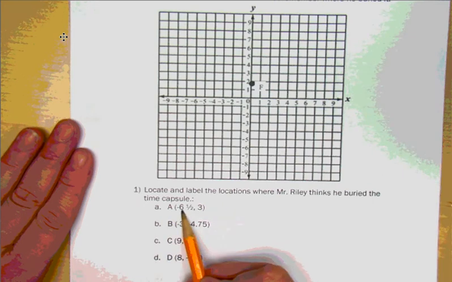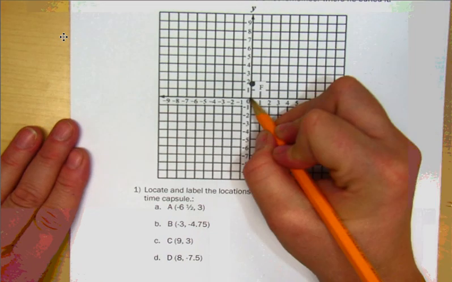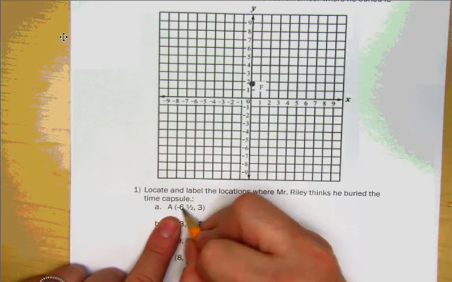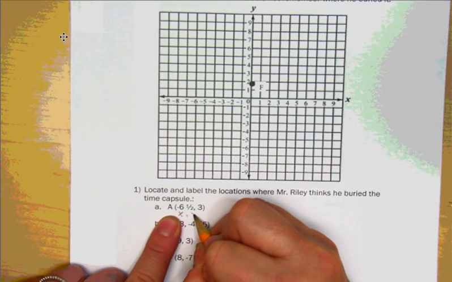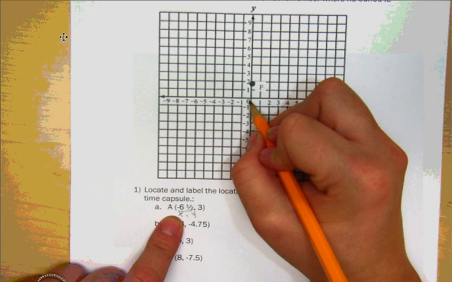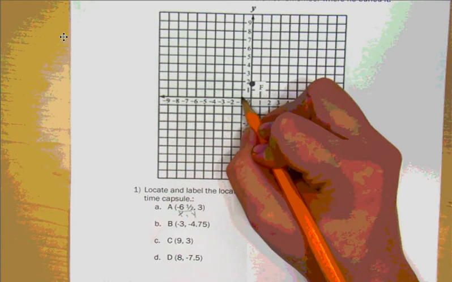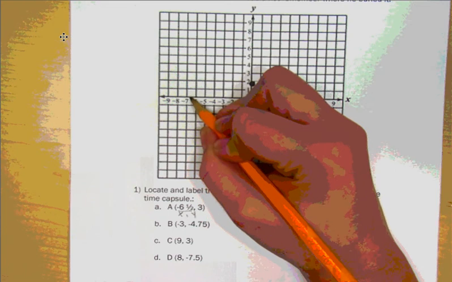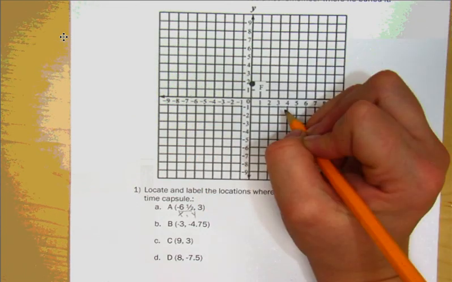So letter A is -6.5, 3. So I'm going to start at my origin, which is 0, 0, and I start with my x coordinate first, which is my first coordinate, and I'm going to go -6.5. So -1, 2, 3, 4, 5, 6, and 6.5 is right between -6 and -7.